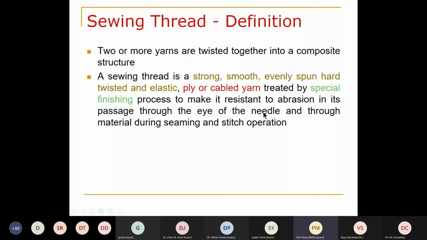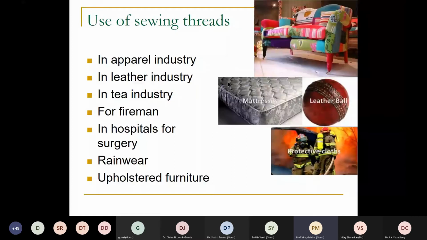So this is how we can define the sewing thread. Then these sewing threads, as we all know, are used in the apparel industry, leather industry, tea industry, firemen suits, in hospitals for surgery, rain gear, upholstered furniture. So in all these cases, sewing threads are required.